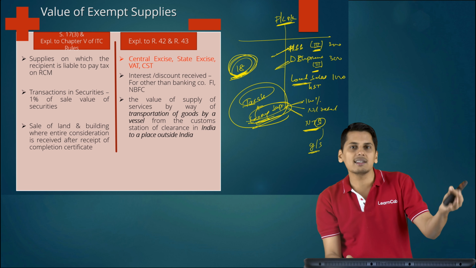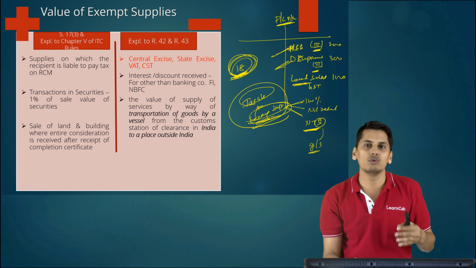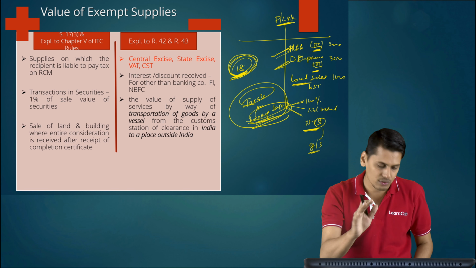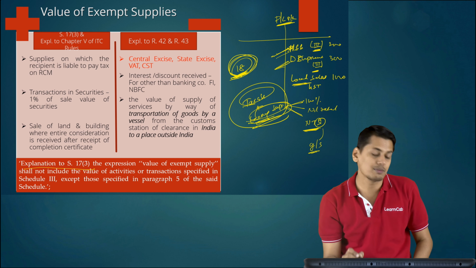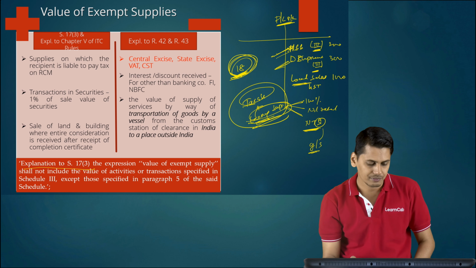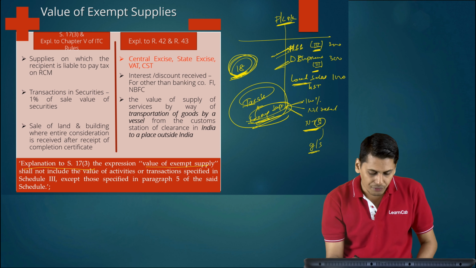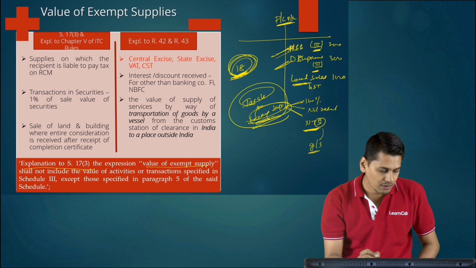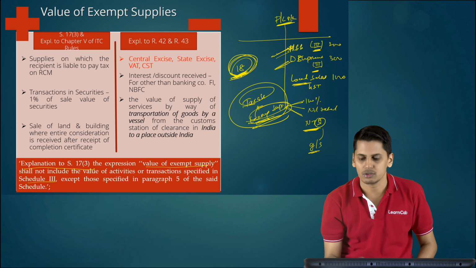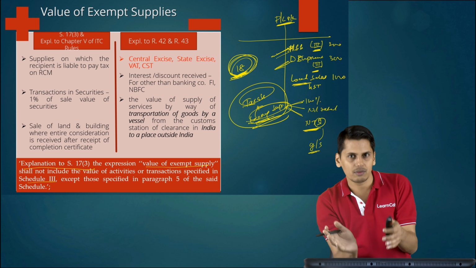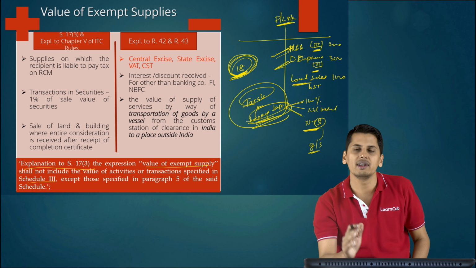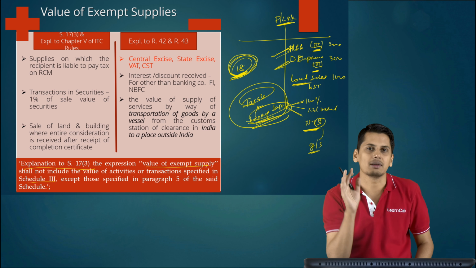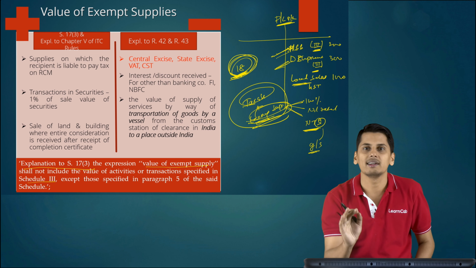A credit attains the color of common credit only when it is being used for making taxable as well as exempt supplies. These are not exempt supplies. So the same thing has been clarified by means of an explanation to section 17 subsection 3. It tells you, value of exempt supply shall not include the value of activities or transactions which are specified in Schedule 3. So friends, there was a confusion which was there. The interpretation we have taken has come in the form of an explanation to 17 subsection 3. It simply tells you the value of exempt supplies shall not include Schedule 3 transactions.